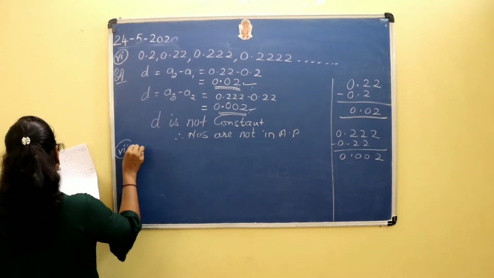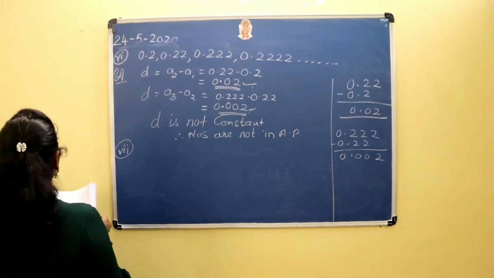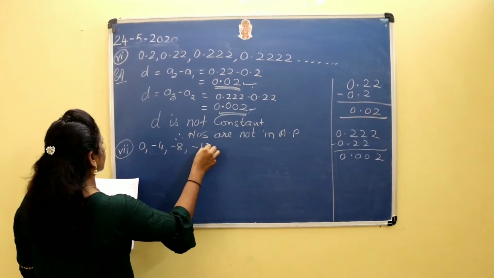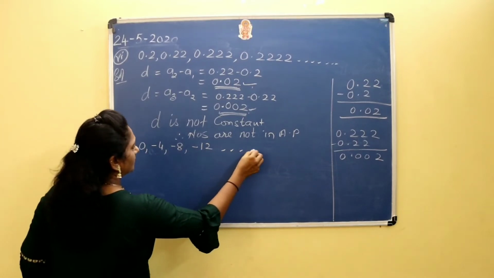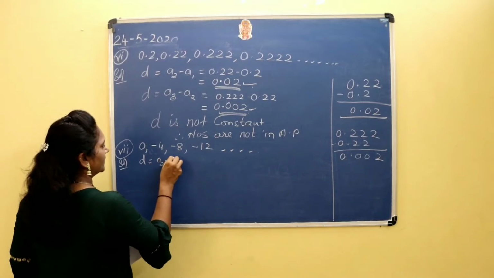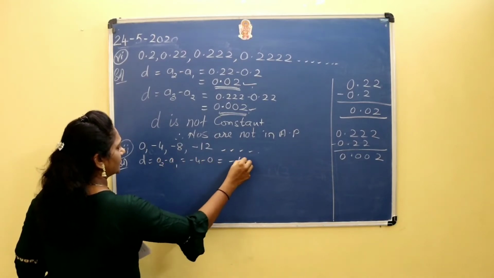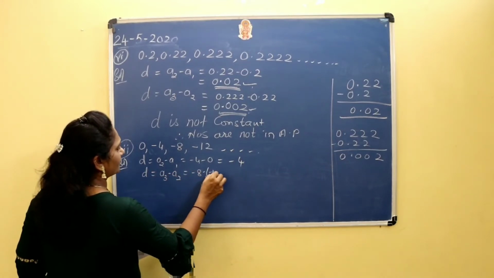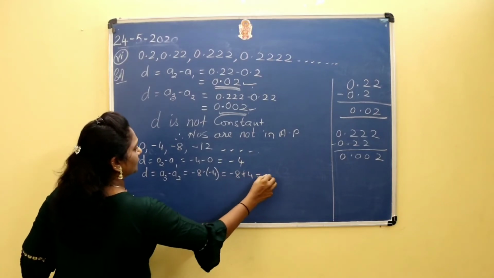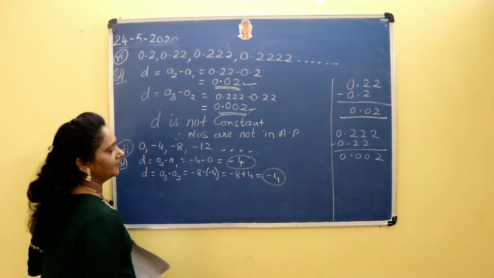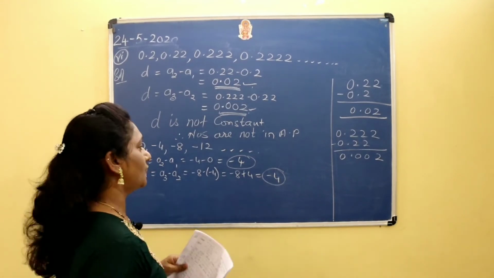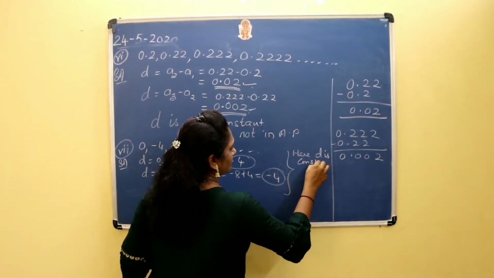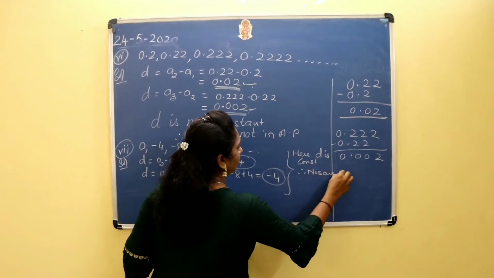Next question, the seventh one: 0, minus 4, minus 8, minus 12. So here you find out D. D is equal to A2 minus A1, minus 4 minus 0 is minus 4. Again D is equal to A3 minus A2, minus 8 minus of minus 4 will give you minus 8 plus 4, that is minus 4. So here D is equal to minus 4. D is constant. If D is constant, therefore the given numbers are in AP.